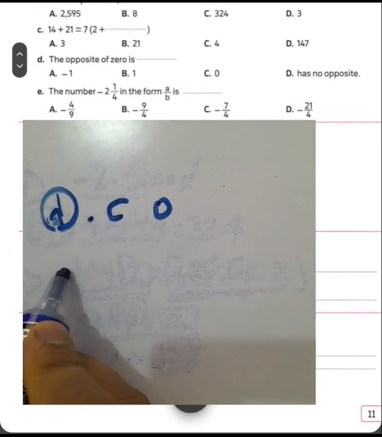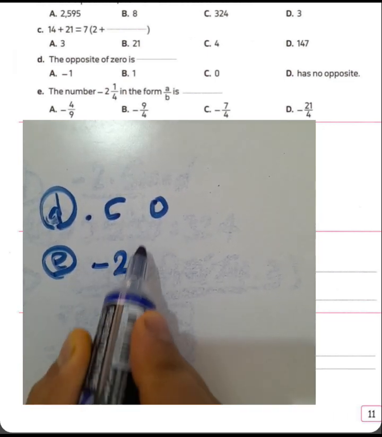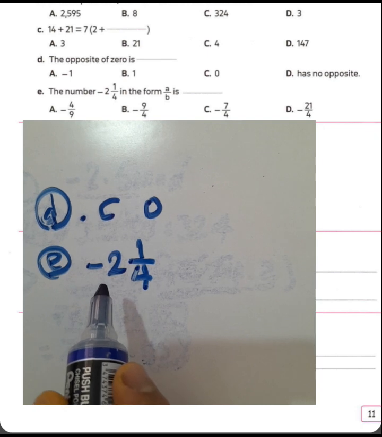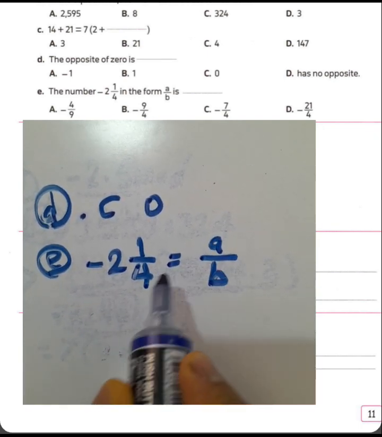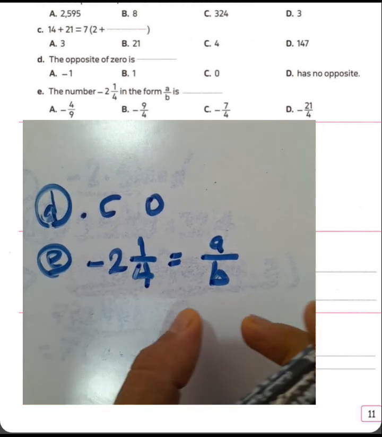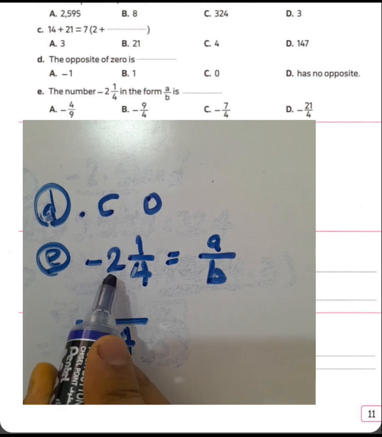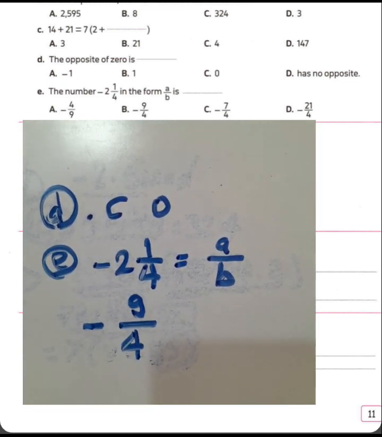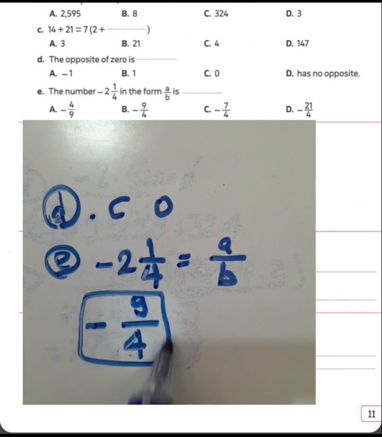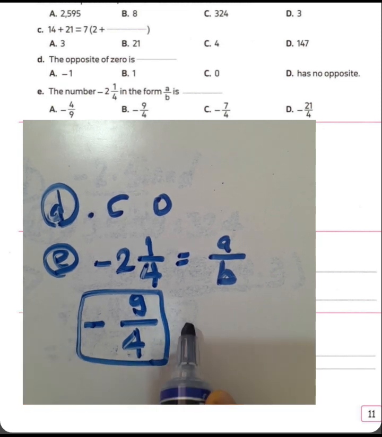Letter E. The number negative 2 and 1 over 4 in the form a over b. It means convert from a mixed number to an improper fraction. You can write negative outside here, and 2 times 4 equals 8. 8 plus 1 equals 9. The result will be negative 9 over 4. For question letter E, choose negative 9 over 4. Choose letter B.